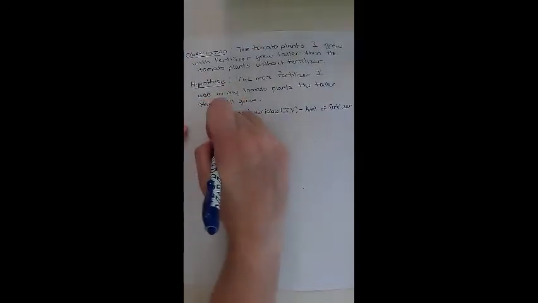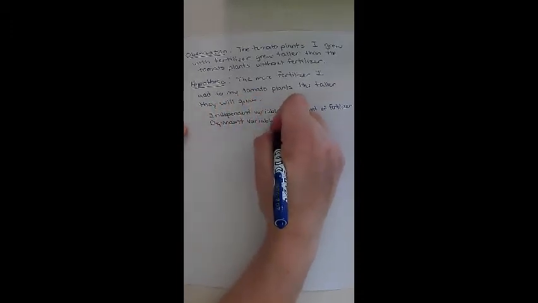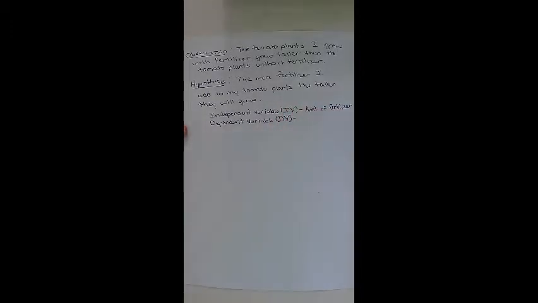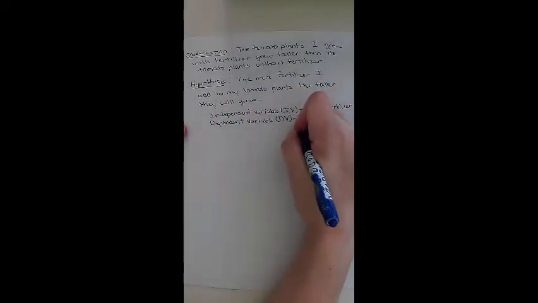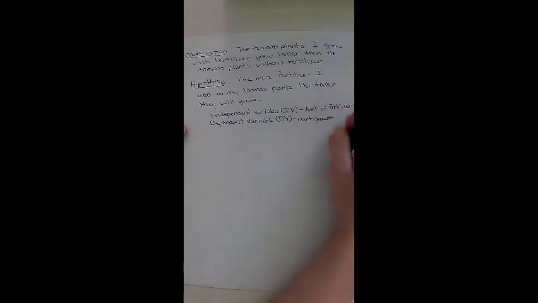Now, then we have to figure out what the dependent variable is, also abbreviated DV. The dependent variable is what do I measure? And in this case, I'm measuring plant growth. When we're measuring anything in science, we want to make sure we use the metric system. So in this case, I'm going to say I measured my plant growth in centimeters. As long as you stick to the metric system in science, you're good.